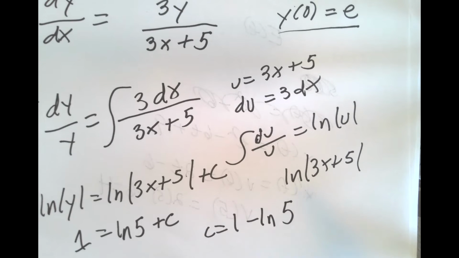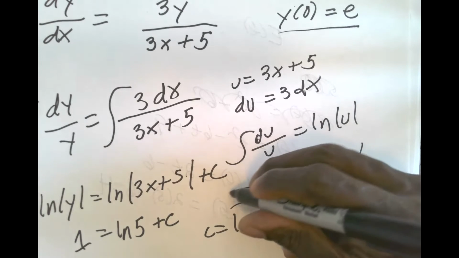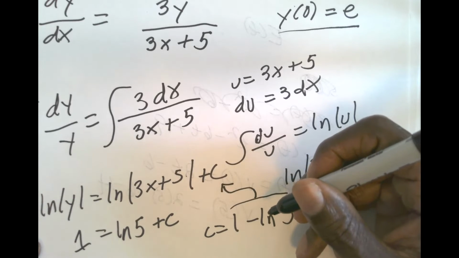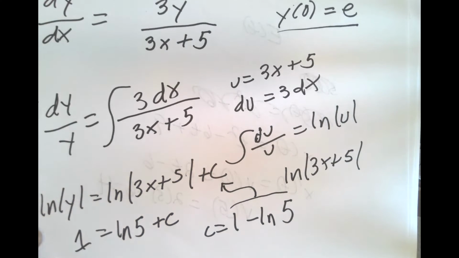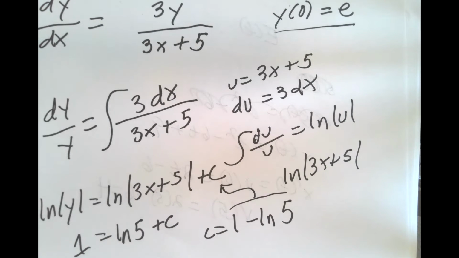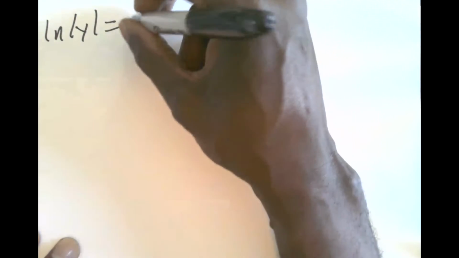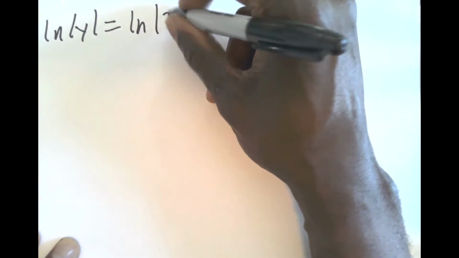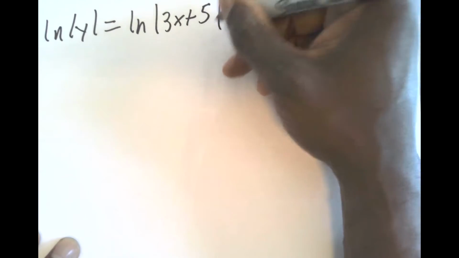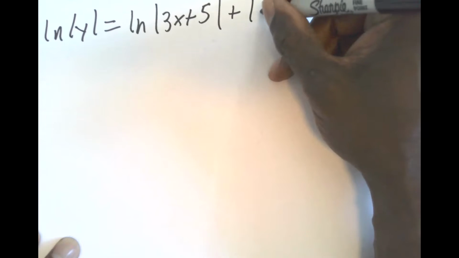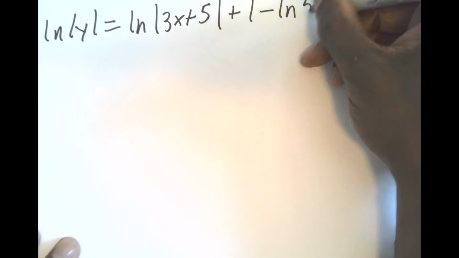So what I'll do next on the new sheet is I'll substitute this value in for c and then go ahead and solve for y. So what I'm about to write on my new sheet is ln y equals ln of 3x plus 5 plus 1 minus ln 5. All right, let's find a blank sheet to write that. All right, so let's write that. ln y, that's going to equal ln of 3x plus 5 plus 1 minus ln 5. All right, cool.